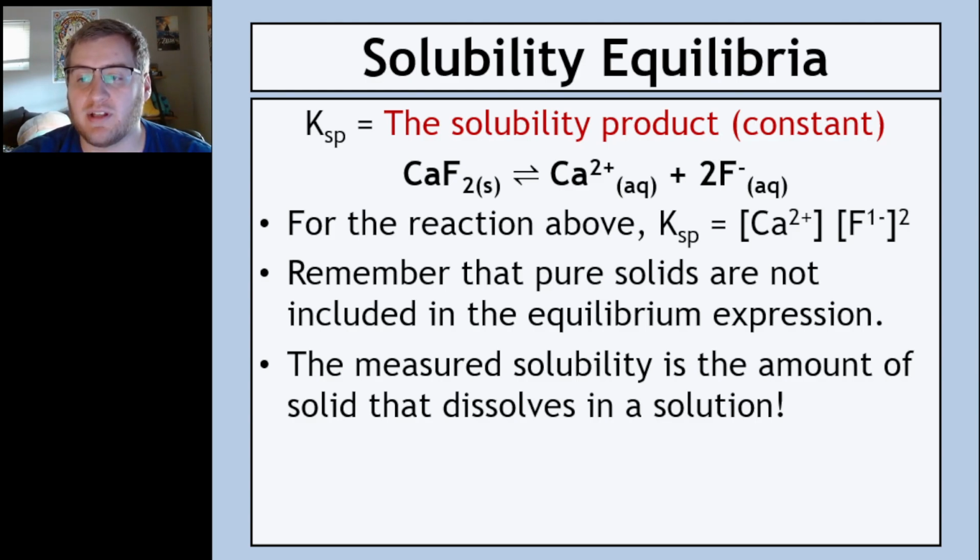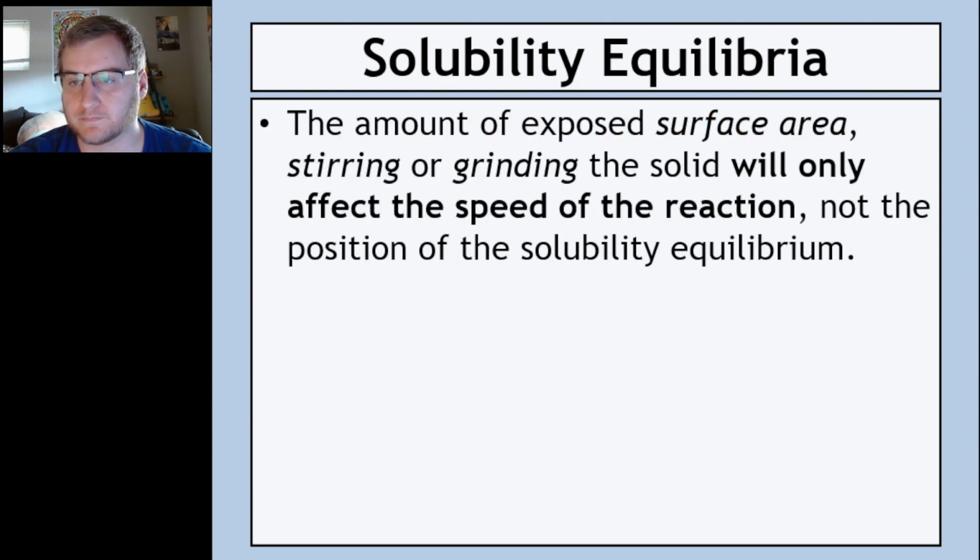The measured solubility is the amount of solid that dissolves in solution. The amount of exposed surface area, stirring or grinding the solid, will only affect the speed of the reaction, not the position of the equilibrium. This is kind of pulling back to rates and equilibrium. The rate at which a reaction occurs is not the same as the equilibrium. The capital K is different than little k. Okay.